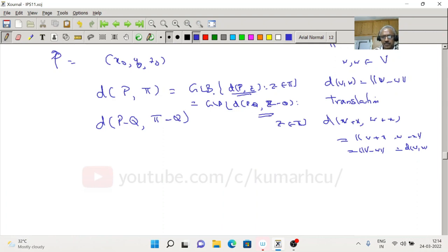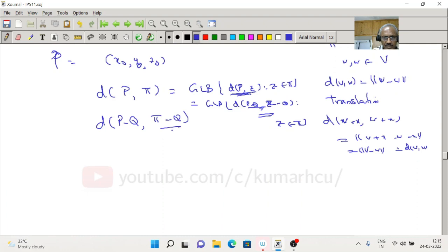Therefore, the GLB of this set of real numbers is the same as the GLB of this set of real numbers, because each number here is the same as the corresponding number here. So the sets are the same subsets of real numbers. Therefore their GLBs are the same. These are the small things you should learn, because of time constraints teachers may not explain these things well. Have you understood?